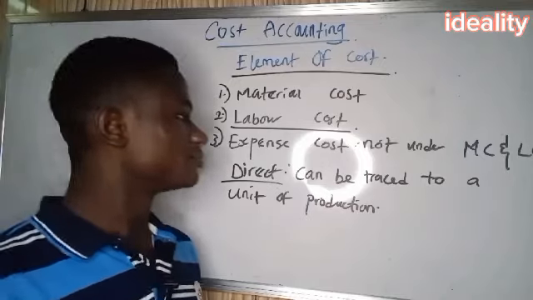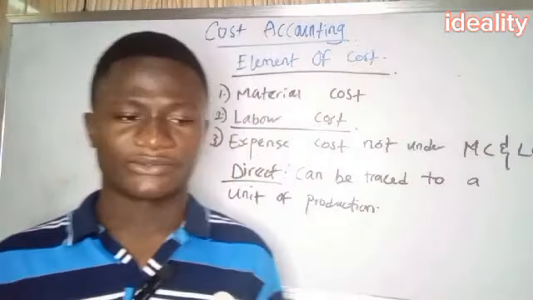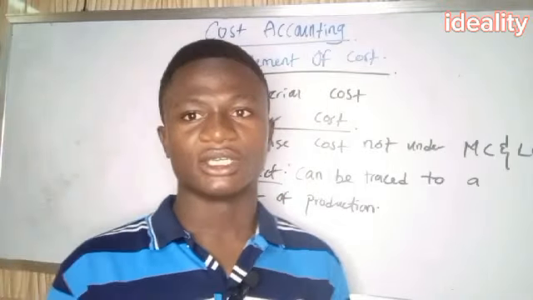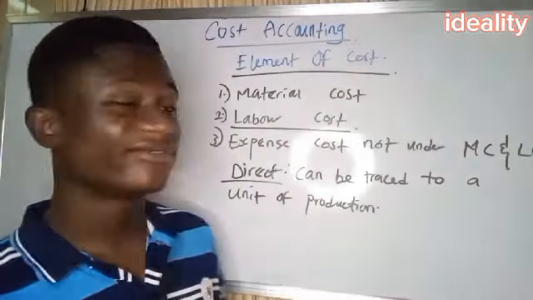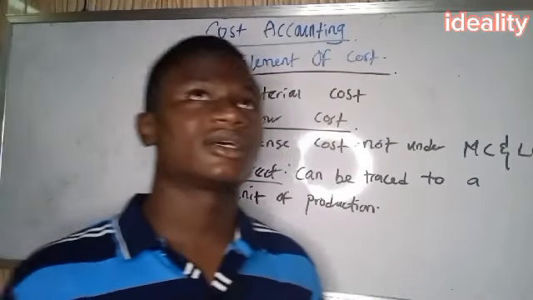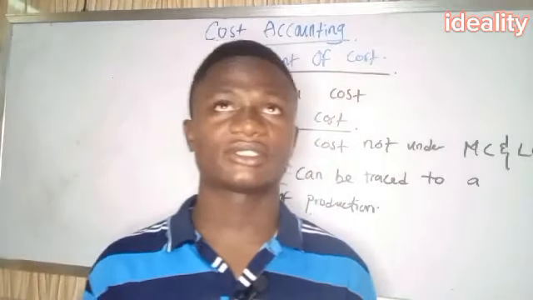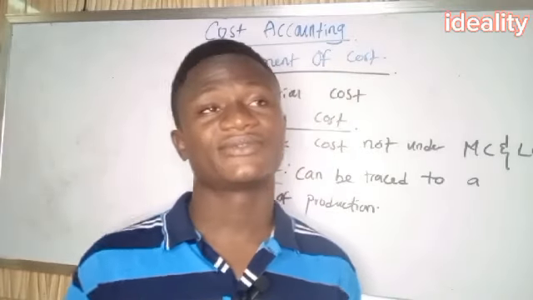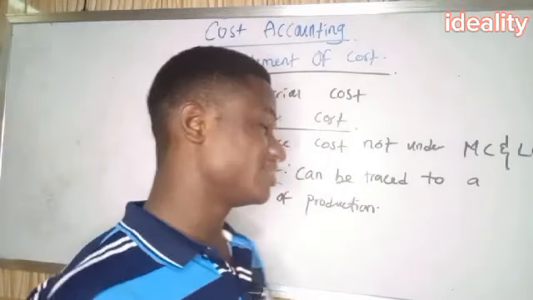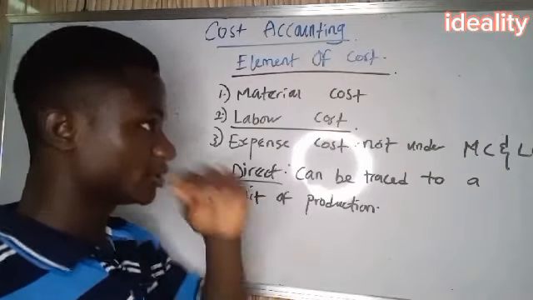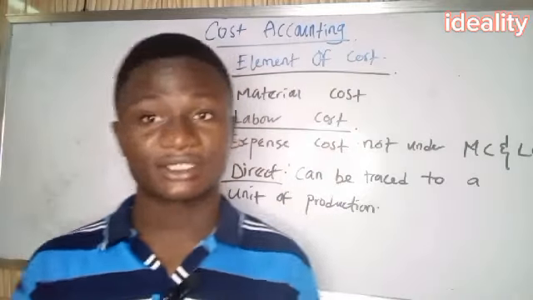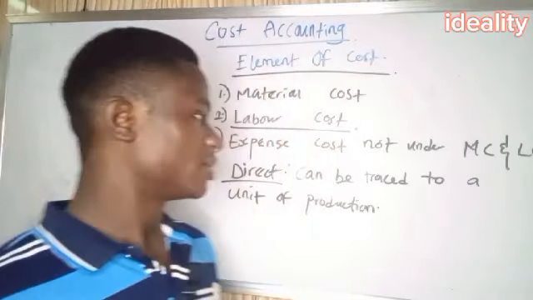What do we mean by can be traced to a unit of production? I'll give you distinguishing examples, because students find it very hard to differentiate between a direct cost and an indirect cost. Okay, let me start with indirect cost. I think that is much simpler to explain. It has a lot of examples that will help you understand better.